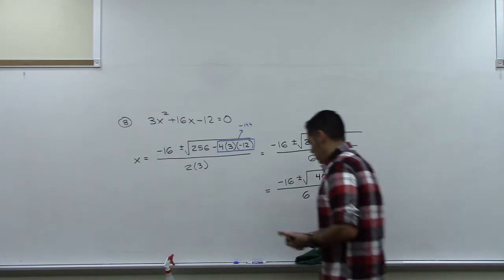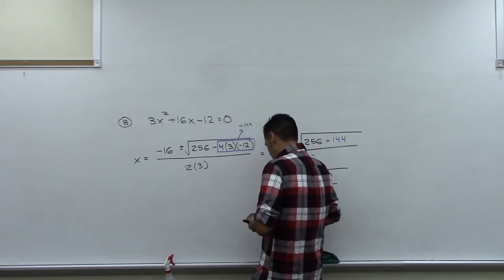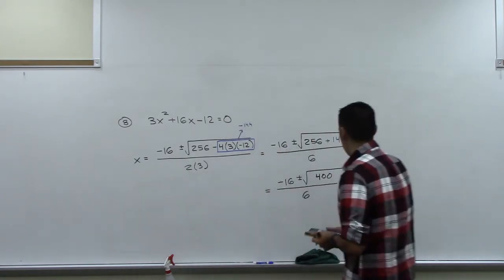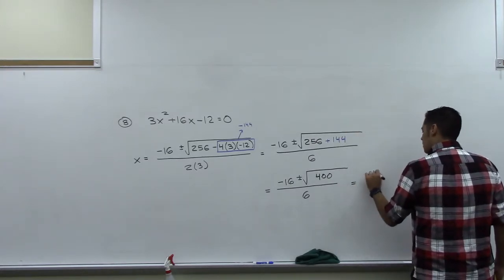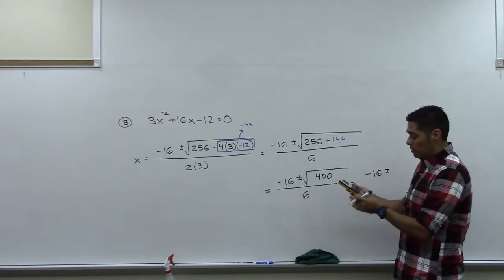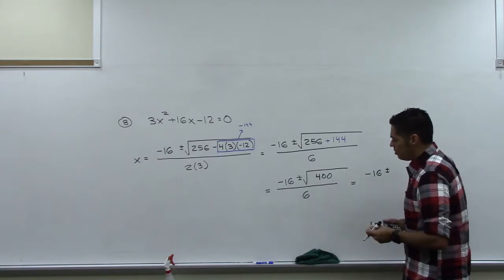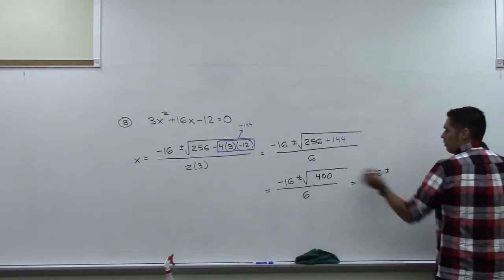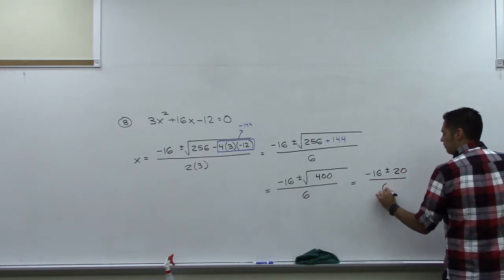And what is the square root of 400? Well, it turns out that this is a nice problem that they've given us to try here. This is going to be negative 16 plus or minus. Now, you could do square root of 400 on your calculator. You should know how to do square roots on your calculator, but that's just 20 times 20, right? 20 squared is 400. So this is plus or minus 20 all over 6.